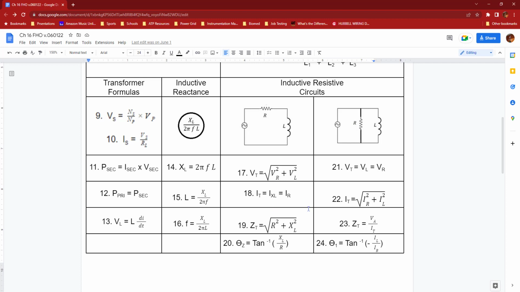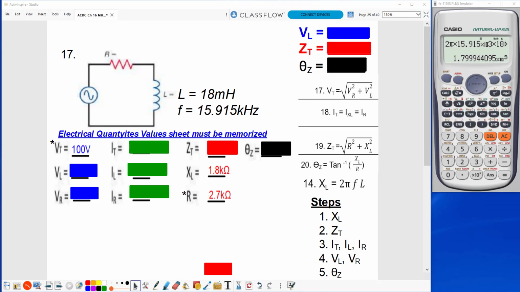Make sure you stick strictly to that. Do not use 21 through 24 for series. Use only 17 through 20. For parallel, do not use 17 through 20. Use only 21 through 24.